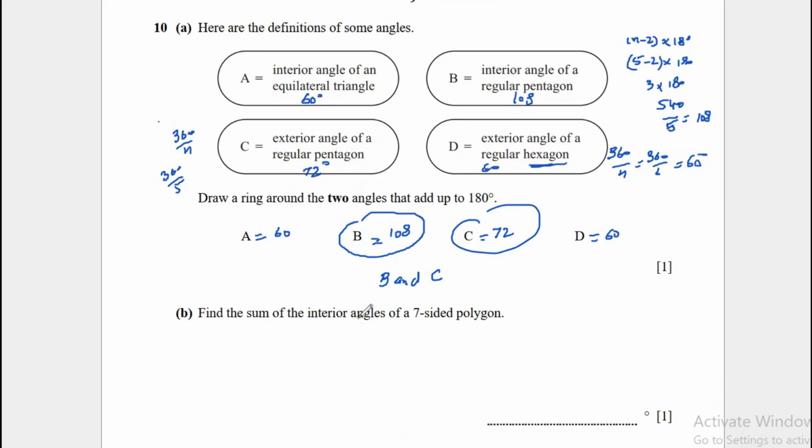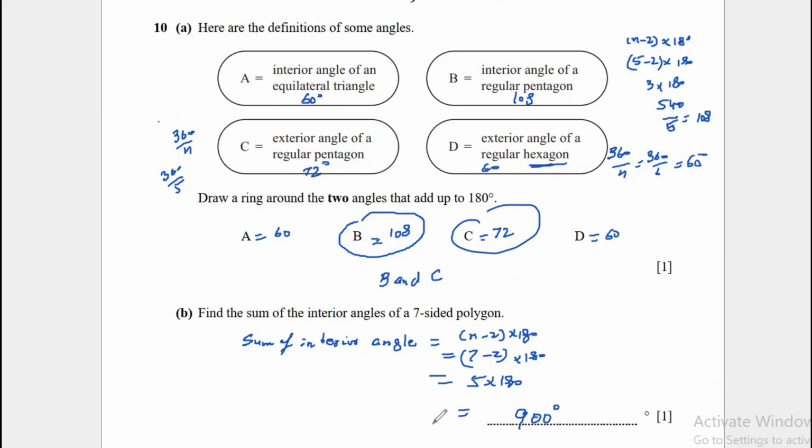Next, find the sum of the interior angles of a seven-sided polygon, which is a heptagon as well. So again, the rule is the same. Sum of interior angles of a seven-sided shape is n minus 2 multiply 180. So 7 sides, 7 minus 2 multiply 180. So 5 multiply 180 is equal to 900. So 900 degrees. I hope it is clear.